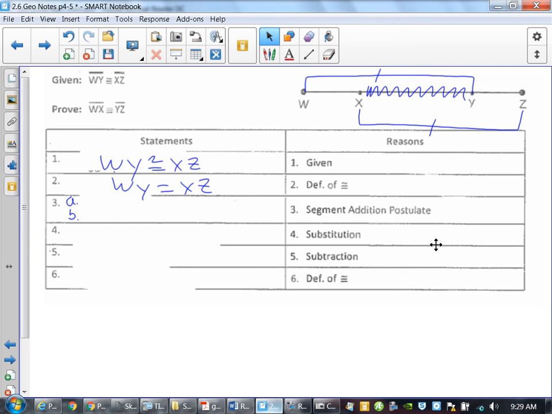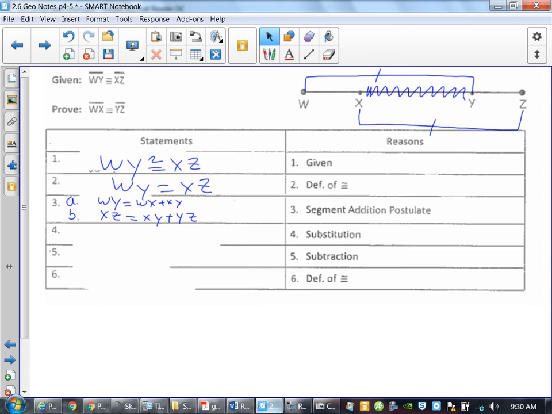Segment addition. Are WY and XZ larger segments or made up of smaller segments? They're made up of smaller segments, so let's write down what two smaller segments make up them. So WY is made up of WX and XY, and what is XZ made up of? XY and YZ. Isn't that just segment addition? Bigger segments made up of two smaller.